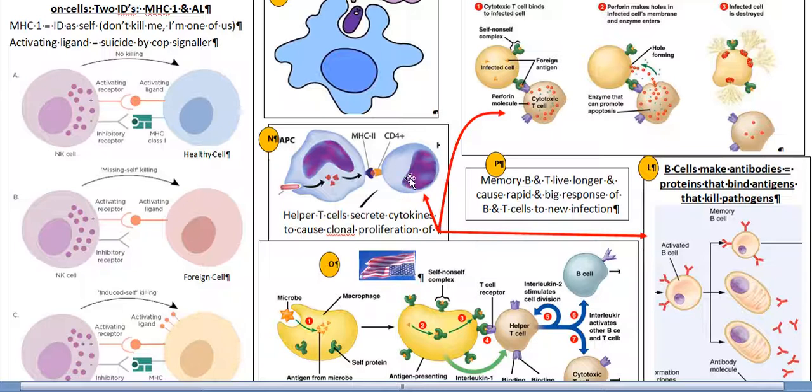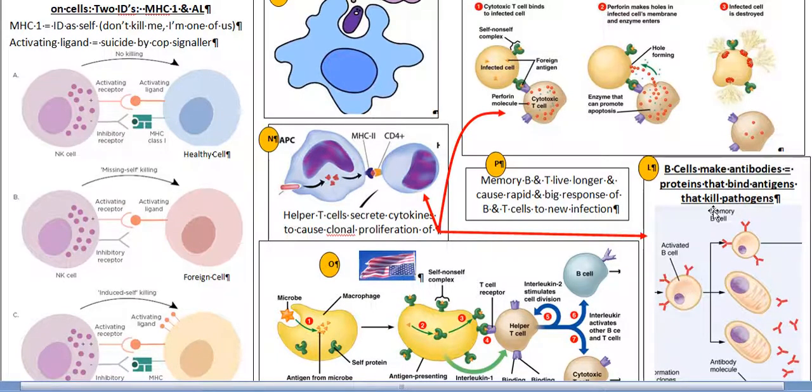Okay, there's a problem here, and what the helper T's do is they help the other cells and itself replicate or multiply, right? So what they do is they release chemicals called cytokines. Remember the cytokine storm? And cytokines are chemicals that are signals that cause clonal proliferation. And when I say clonal, this makes clones, right? So you make a whole bunch of the exact same one here. Whole bunch of clones. So they help by saying, hey, you go make a whole bunch of, right?